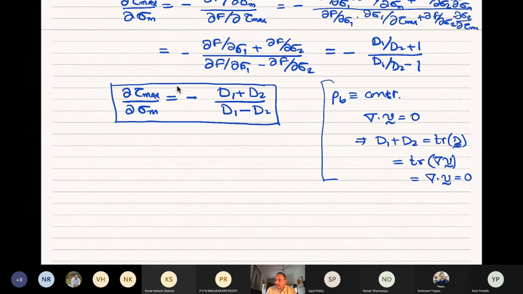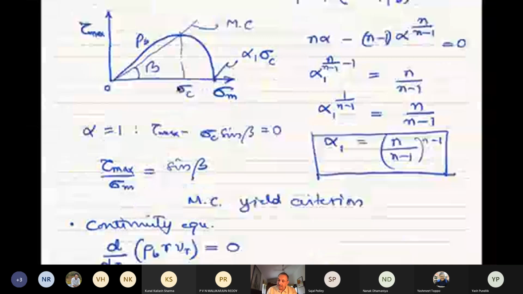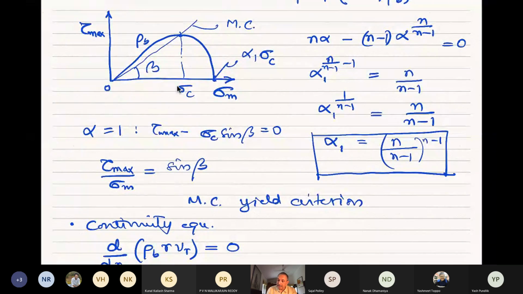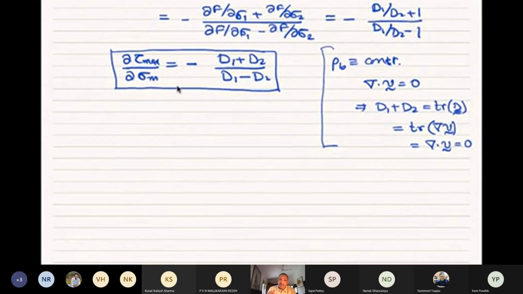If density is constant, then you'll essentially get d1 plus d2 is 0. And that's what we had said, that if we go back to this example, then we see that when del tau max by del sigma m is 0, that is at the maximum point, we are at the critical state. So this is what it is. But we don't assume critical state. So that is why this slope is given by this. So we are at some point which is not the critical state. So the sum of d1 plus d2 need not be equal to 0.